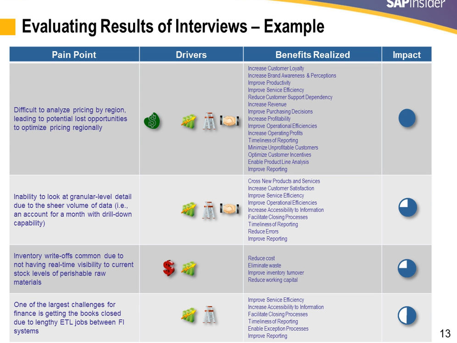So now this next slide 15 drills out some examples of pain points, some of the drivers which could vary, some of the benefits, and then the level of impact. And I'm seeing here that the way you structure this slide, it looks to me like the top one has the highest impact because it has the most drivers and by far the most benefits. The pain point is difficult to analyze pricing by region, leading to potential lost opportunities to optimize pricing on a regional basis. There's a number of drivers, and then there's quite a lot of benefits.